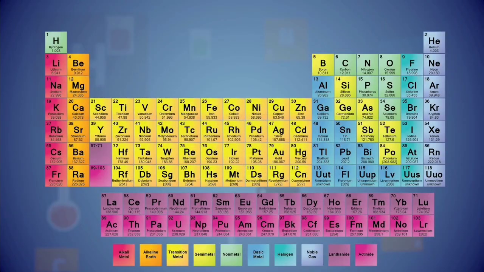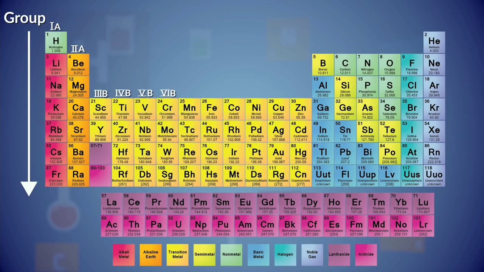Now these elements are arranged vertically in these columns called groups. The modern periodic table has 18 groups in total. Let's name them. Here's 1A, 2A, 3B, 4B, 5B, 6B, 7B. These 3 are 8B. And now we have 1B, 2B, 3A, 4A, 5A, 6A, 7A and finally 8A.